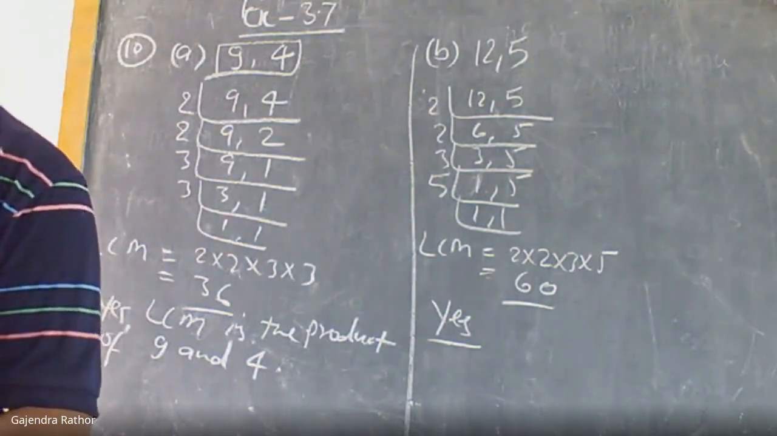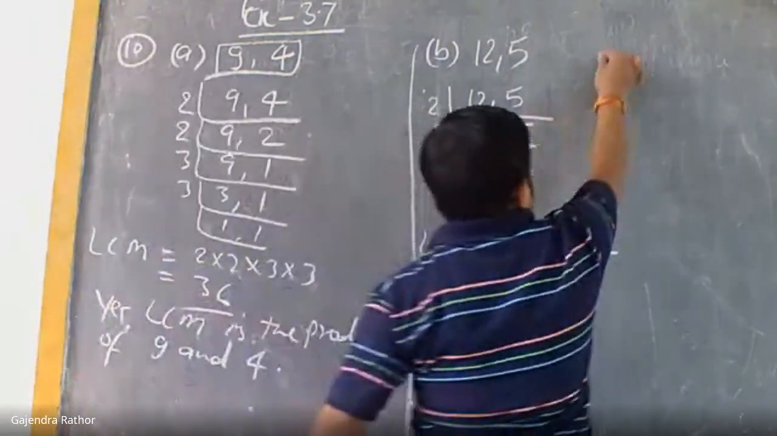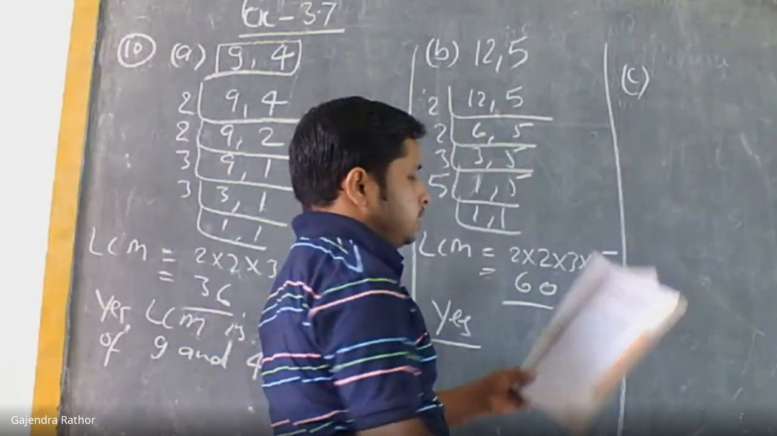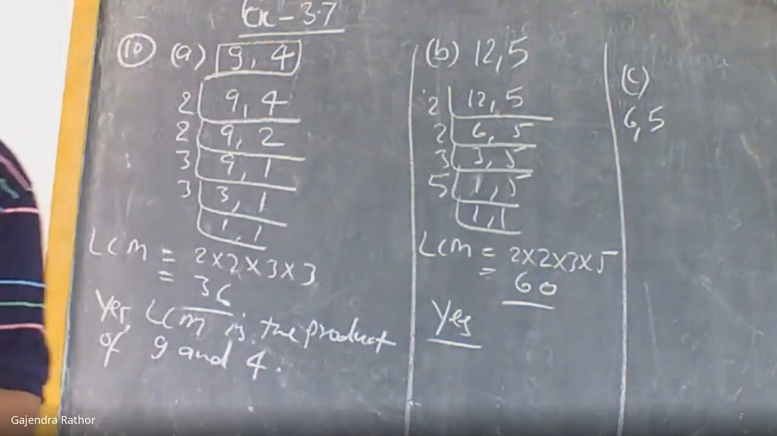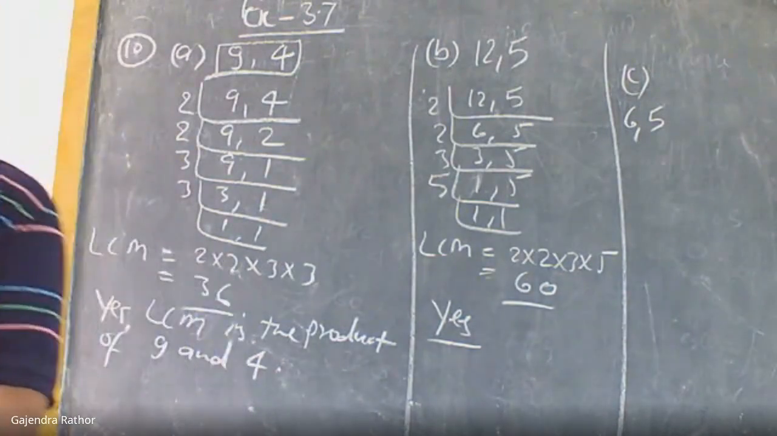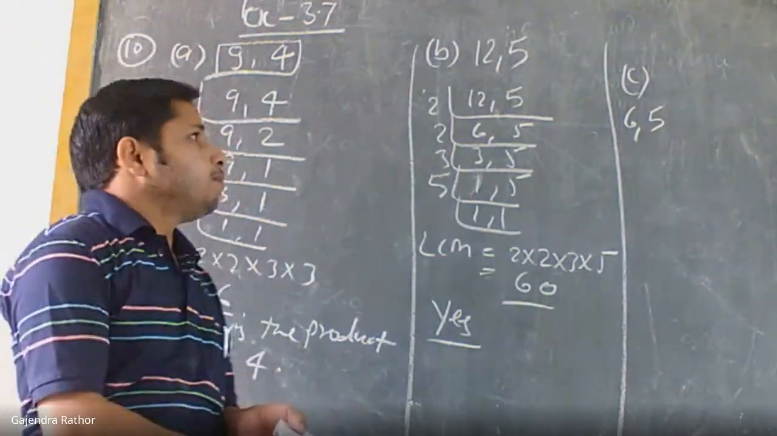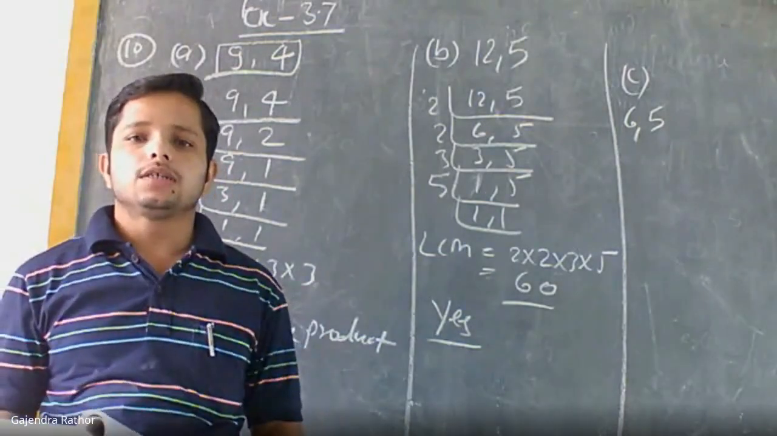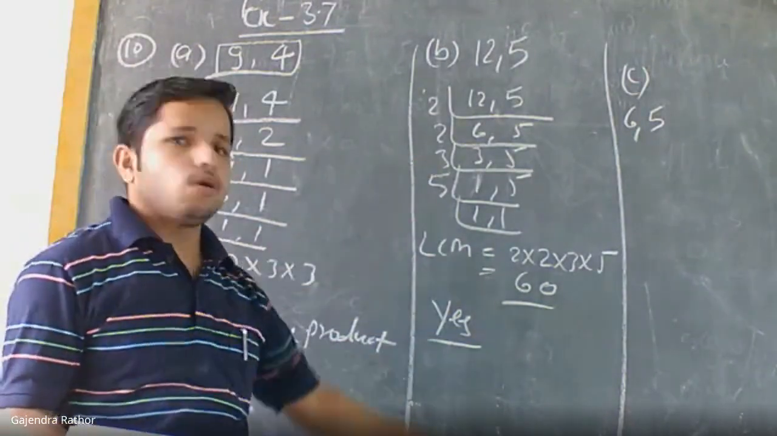Okay, so let's continue. Point number C. What are the numbers? 6 and 5. Please reply with the LCM of 6 and 5. Yeah, correct answer, Krishna. Very good, Sneha, Anjali. Simply, we can find the answer within some seconds. 6 times 5 is 30. So the LCM is 30.